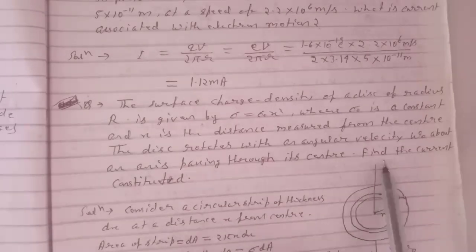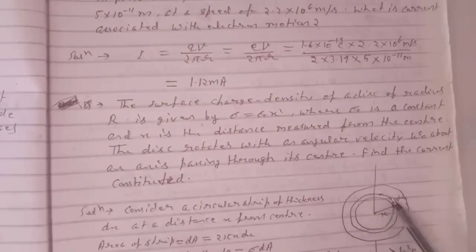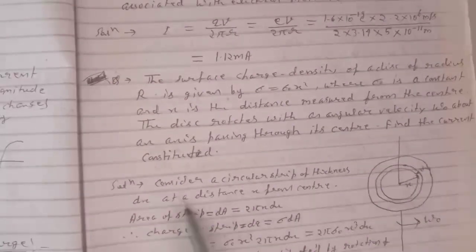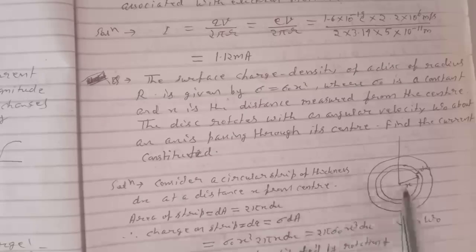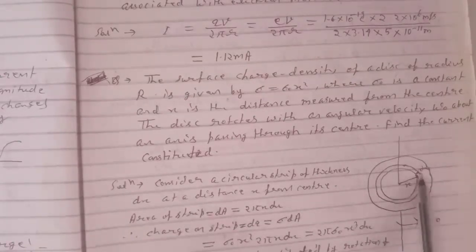Here, because the disk is rotating, every part of the disk is revolving in a circular motion, and so every part will constitute a current. So we have to find the current due to the whole disk. For it, consider a circular strip of thickness dx at a distance x from the center. The area of the strip dA equals 2 pi x into dx.